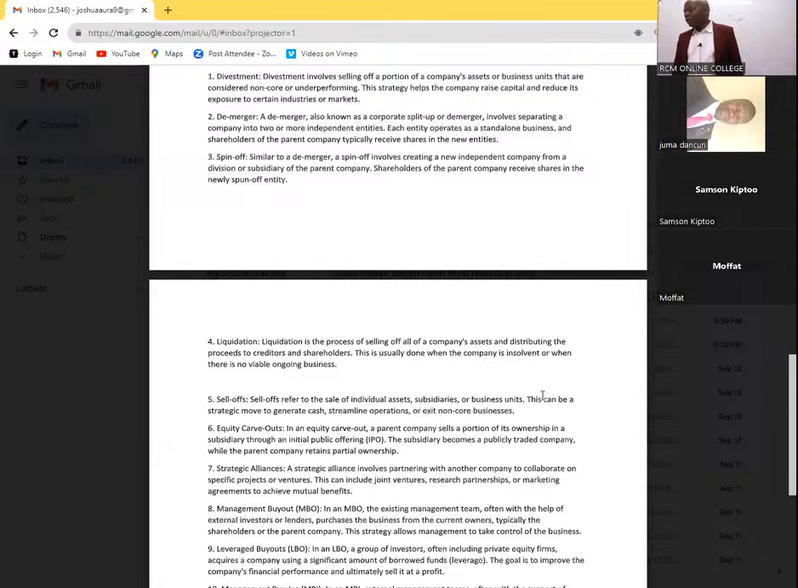The only thing they forgot to mention here under sell-off is that we are creating a new company, and this new company will be sold to third parties. We are creating a new company from an existing or a parent company, and then the new company will be sold to third parties. That's a sell-off.